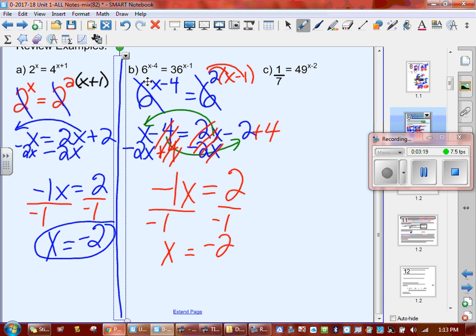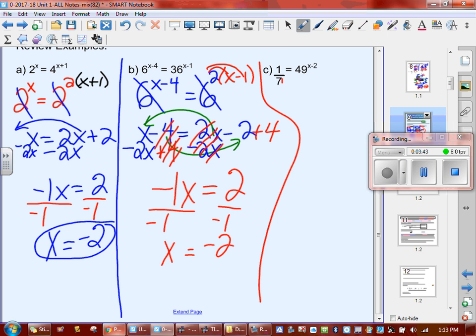Letter C. So we have 2 situations going on with letter C. What's the first one that's unique? The fraction. So in order to get this out of the fraction, what do I have to do? Flip it upside down. That positive 1 exponent is going to turn to a negative 1. So let's see what's going on with these. I'm going to have 7 to the negative 1 equaling 7 squared, all times x minus 2.